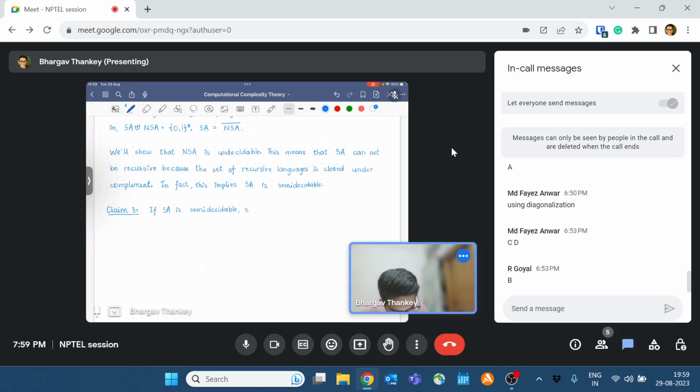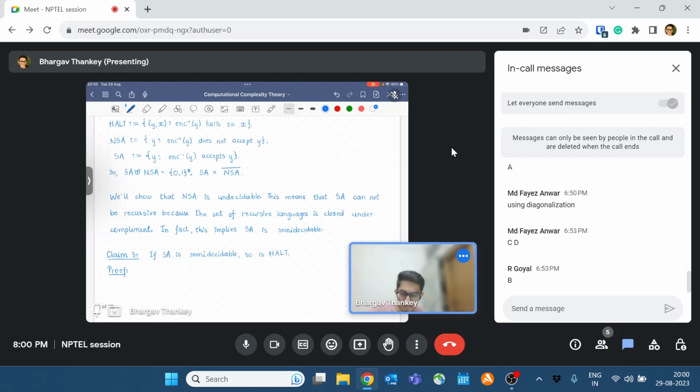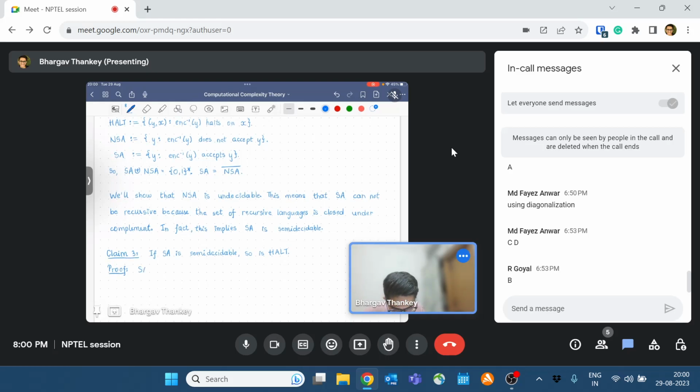so is halt. Okay. Can someone tell me why this is true? Hint is reductions. So hint is this. SA reduces to halt. In fact, this reduction is polytime, but don't worry about polytime. Yes, it's true because, yeah.